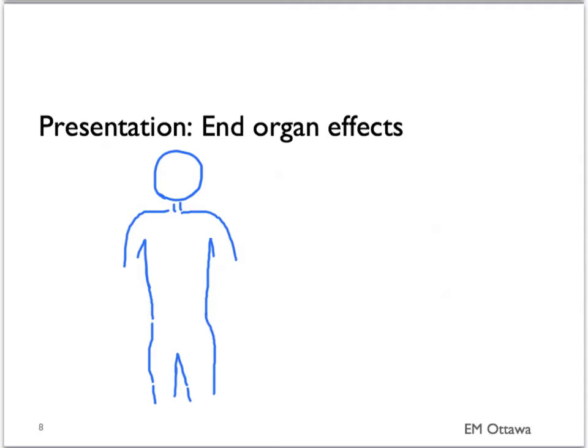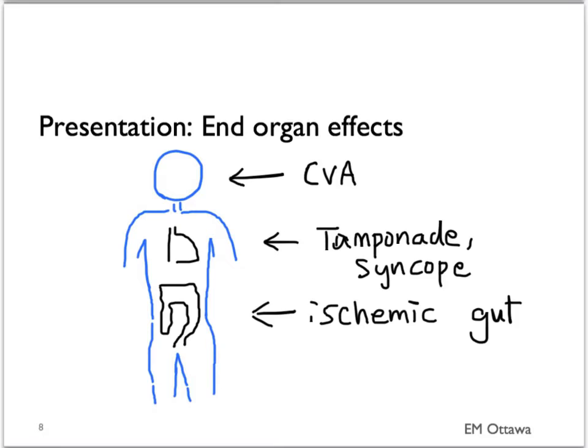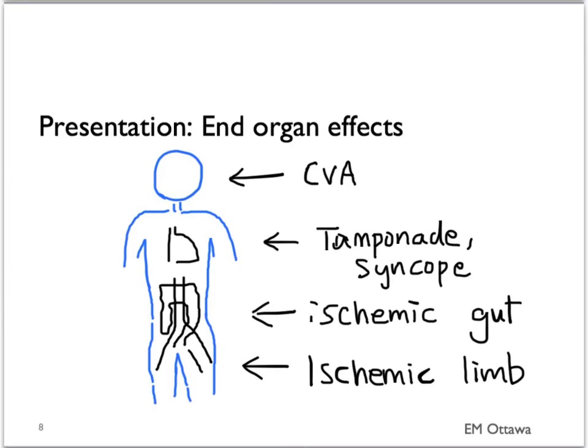If the carotid arteries are being affected, the patient will present with a CVA. If the pericardium is affected, then the patient might present with syncope or tamponade. If the gut vessels are being affected, then the patient can present with ischemic gut. If the vessels like the iliacs are affected, the patient might present with ischemic limb symptoms. Therefore, as you can see, based on the end organs that are being affected, the presentations may vary.